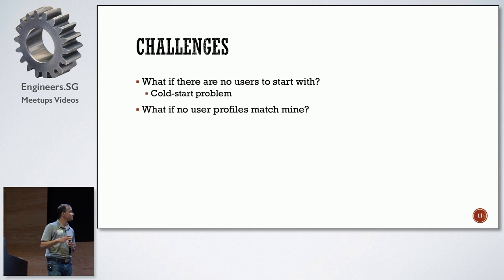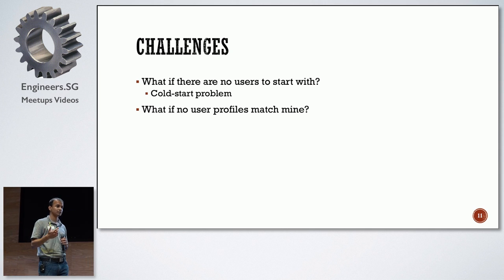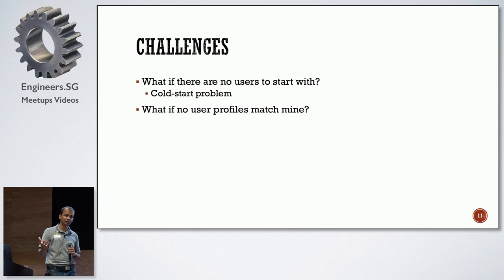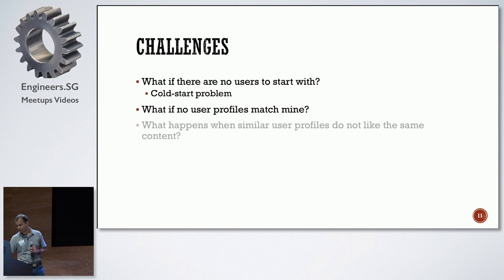Another problem is, what if there are no user profiles that actually match? Suppose I have a very peculiar personality. I try to watch really interesting things which none of the users on my system match. This could be a problem for collaborative filtering, and it's a problem for most systems. But again, these are all outliers, which we can eventually get over.